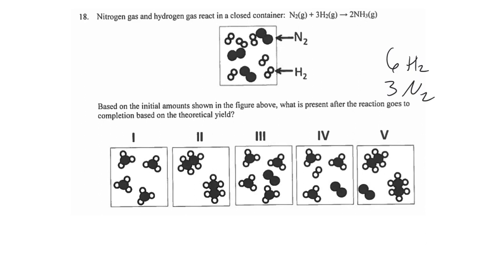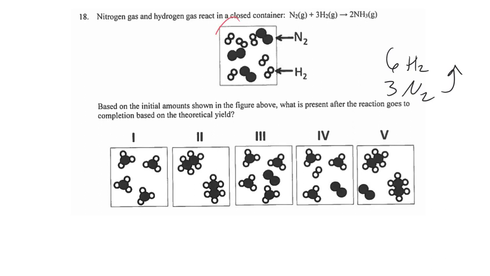And you can think through this problem any way you like. However you get the right answer, it doesn't matter. But you could think through that for every N2, I need 3 H2s. So I can't react all the nitrogen because I would need 9 hydrogens. But if I react all of the hydrogen, I should be able to react 2 of those N2s with it.